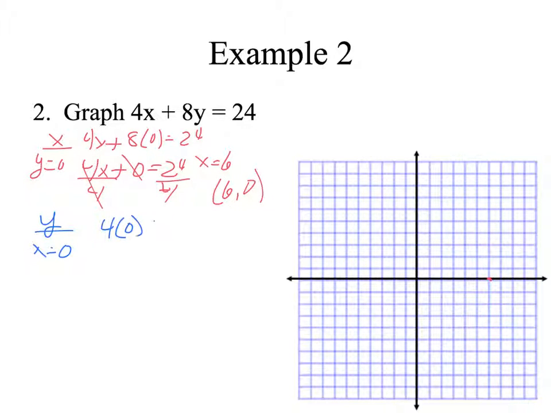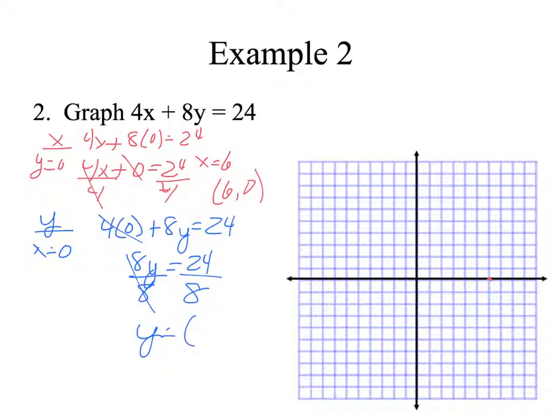So 4 times 0 plus 8y equals 24. 4 times 0 is 0. That goes away. So 8y equals 24. Divide by 8. Divide by 8. Y is 3, so 0, 3. 24 divided by 8 is 3. So my y-intercept's right about here. We're going to connect the two dots, and there we have our line.